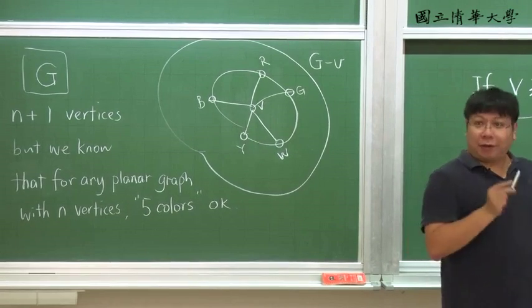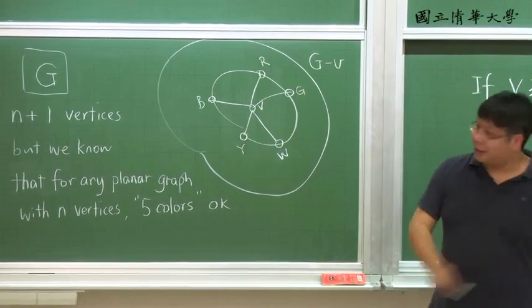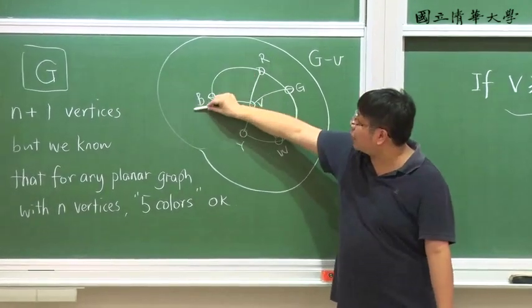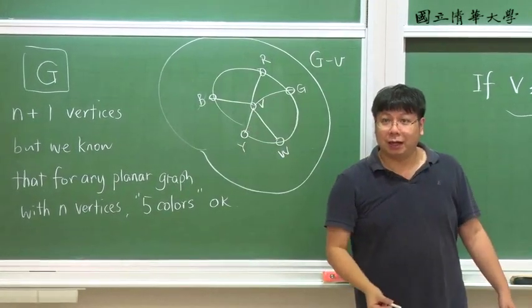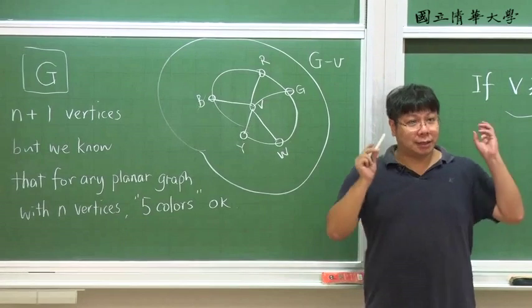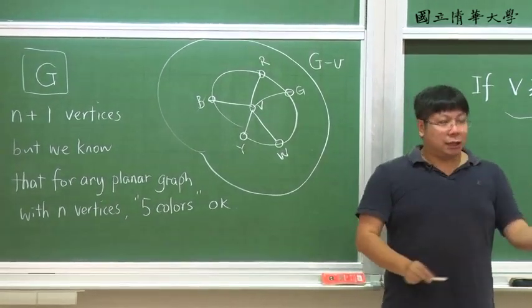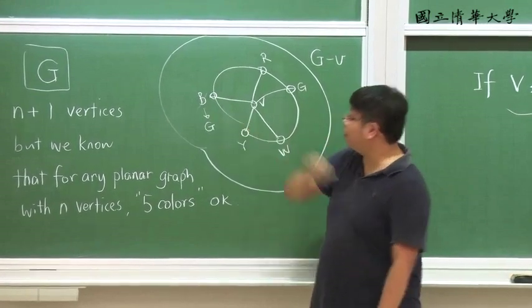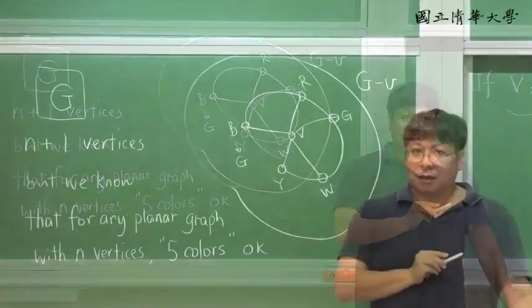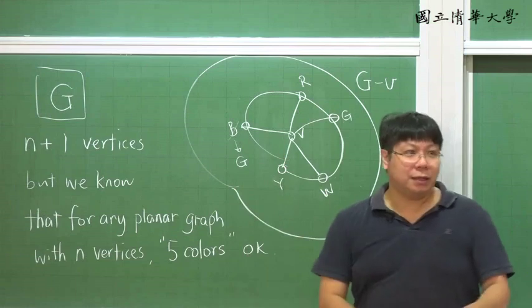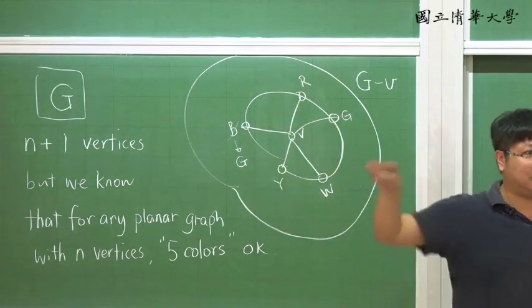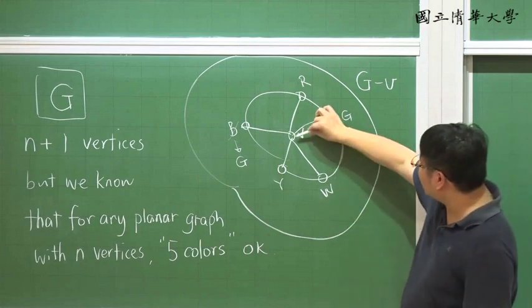The idea is very simple. We try to save 1 color. For instance, is it possible that we do not color this in blue? So this is the idea. Let's try to save 1 color. Let's try to change blue into green. If I change blue into green, nothing happens. It's still okay to color the outside part. Then I can color V in blue.